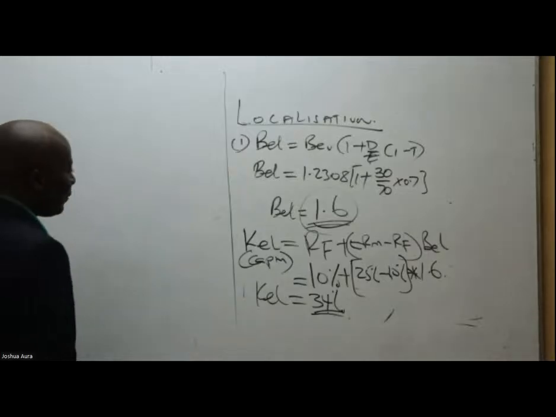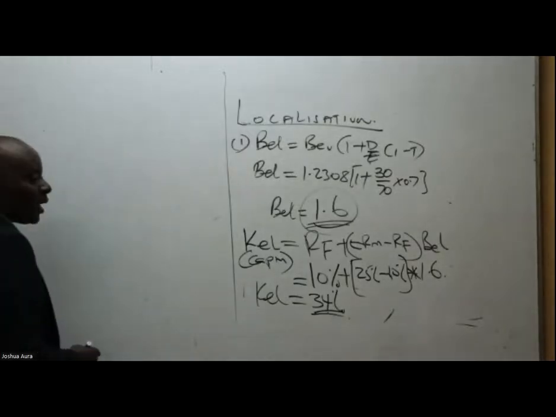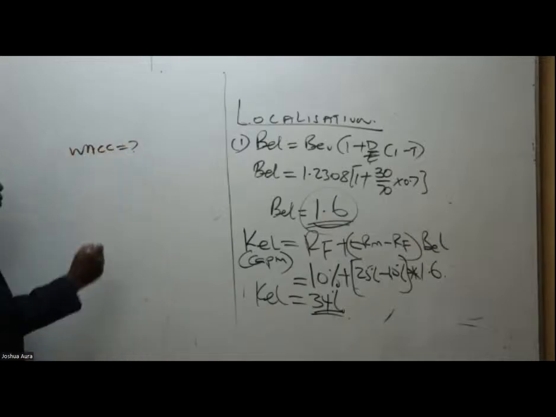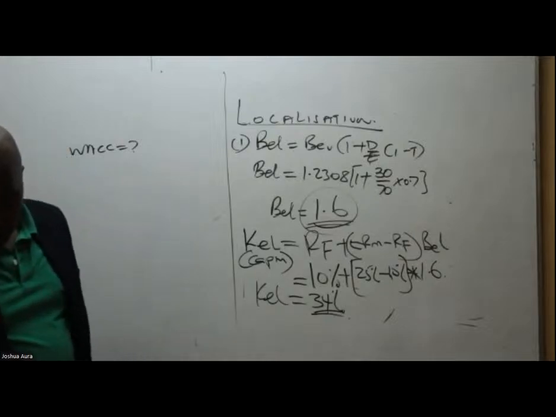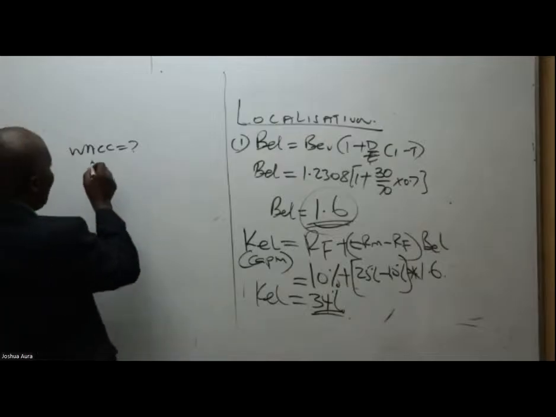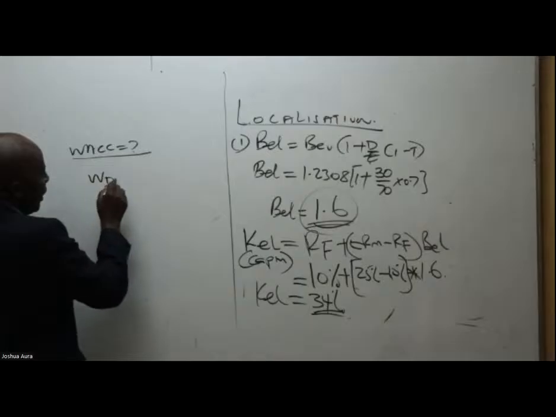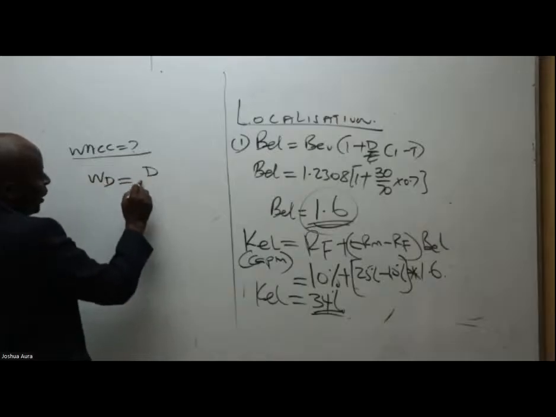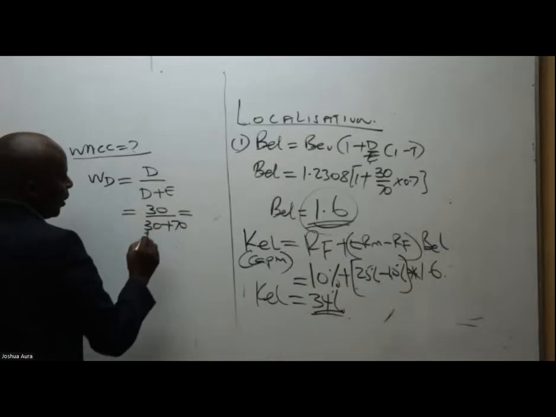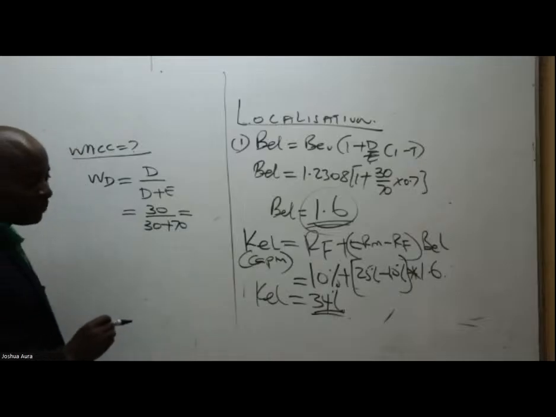Ladies and gentlemen, the moment I have the KEL, I'll come here and calculate WACC, because if you read the question very well, it was about determining the suitable discounting rate. It's WACC. To get this WACC, it will be good to get the weight of debt first. The weight of debt is debt over debt plus equity. The debt is 30, all over 30 plus equity, which is 70. What figure does this give me as the weight of debt? The weight of debt will be 0.3.